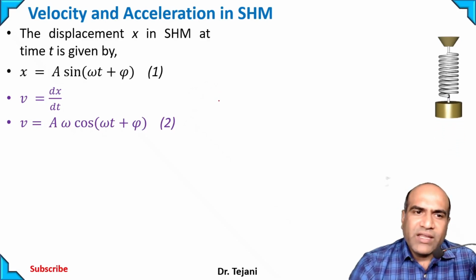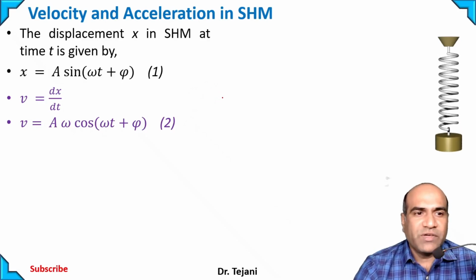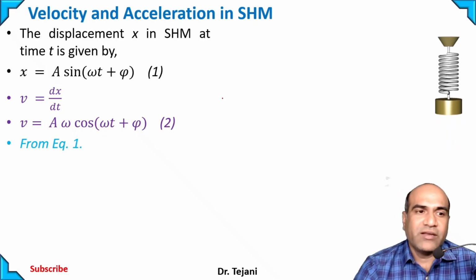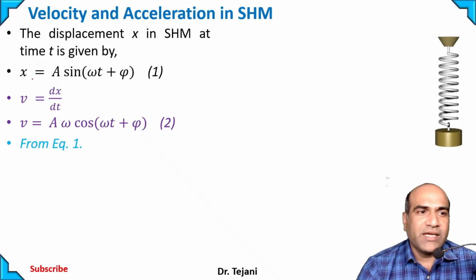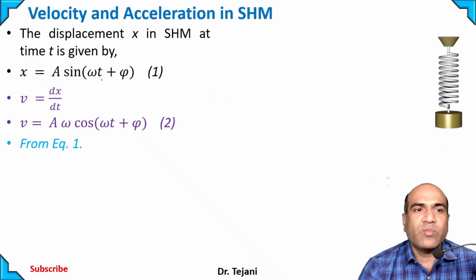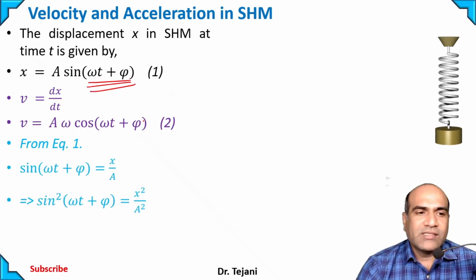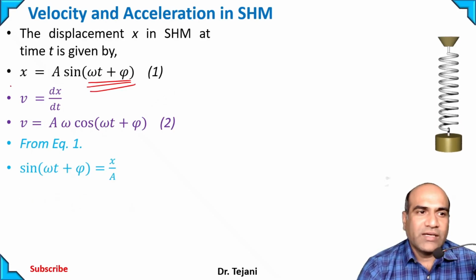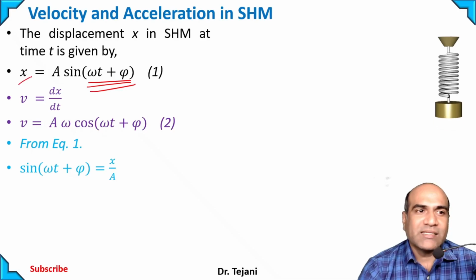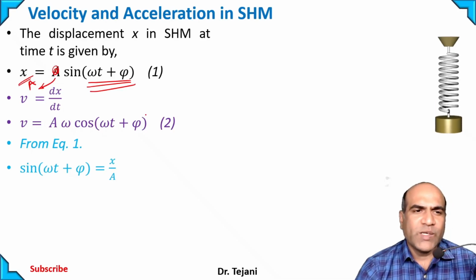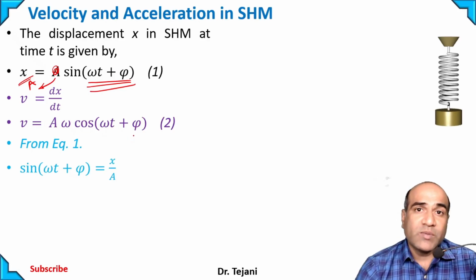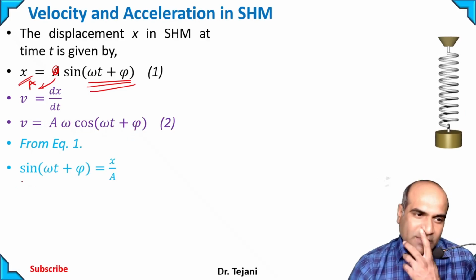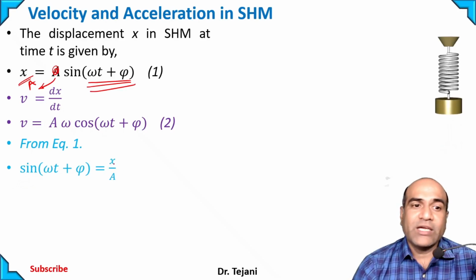We can have different types of equation also for the velocity. From the equation x is equal to a sine omega t plus phi, can I write sine omega t plus phi equal to x divided by a? Of course we can write. Why not? What is the problem? No problem, dear. No problem. Sine omega t plus phi equal to x by a.